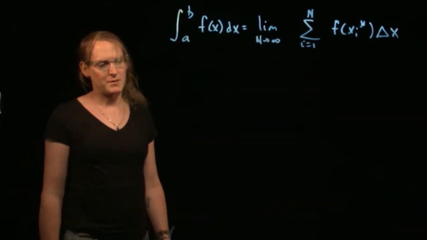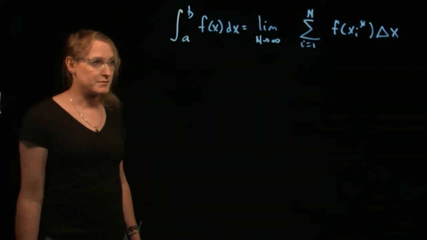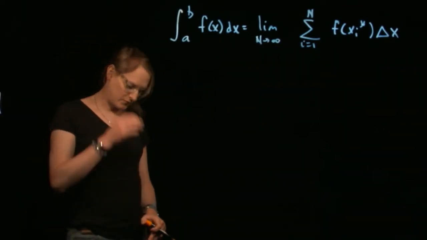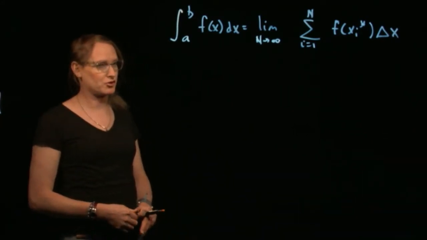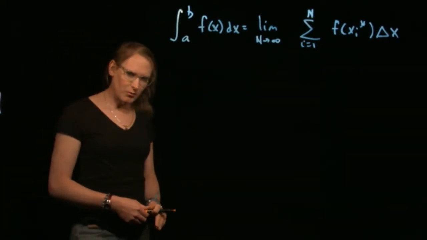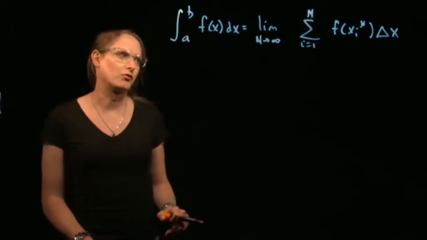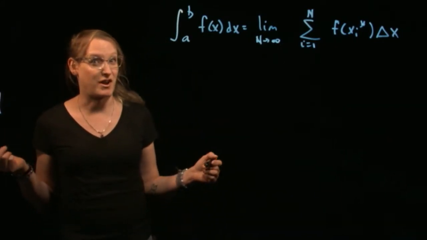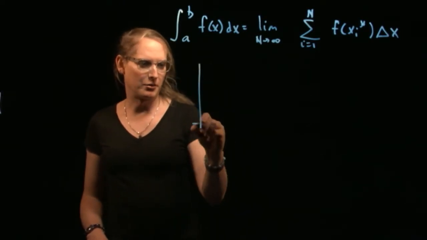I want to spend some time talking with you today about using Riemann sums to compute the integral of a function, the definite integral of a function, or the area between a curve and the x-axis. In particular, I wanted to focus on the case when the partition is not uniform. That is to say that delta x varies.